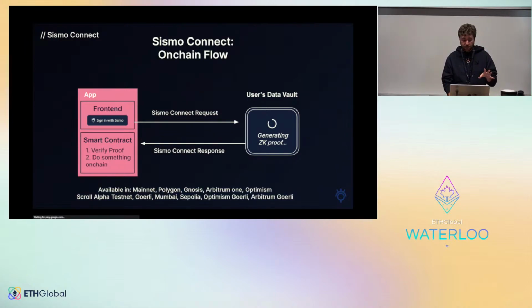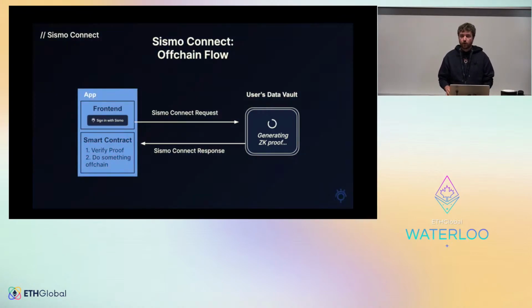It works on chain. We are deployed on 11 chains, so mainnet, Polygon, Unisys, Arbitrum, etc. And it also works off chain, so you have a TypeScript package that you can install into your application to verify the knowledge proof. So, Sysmo Connect response.